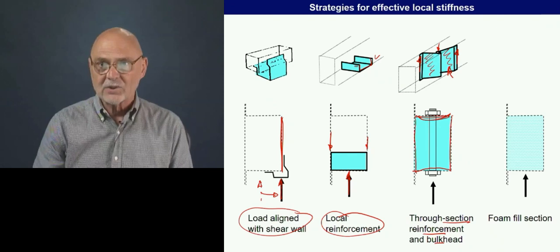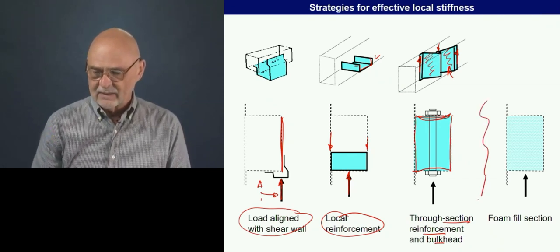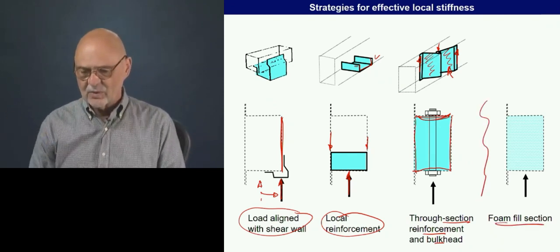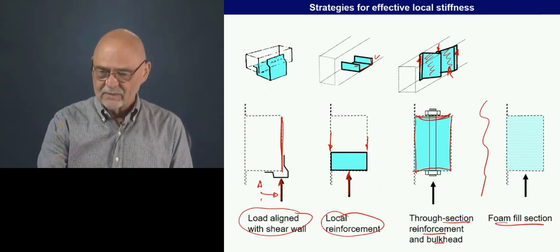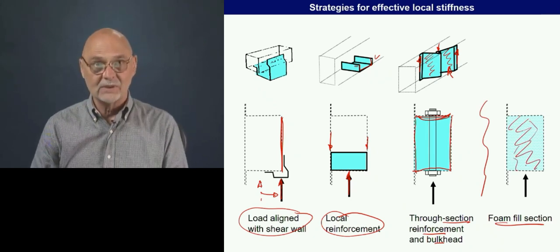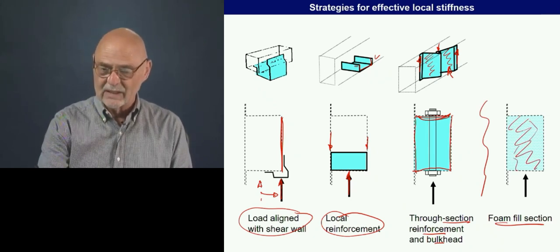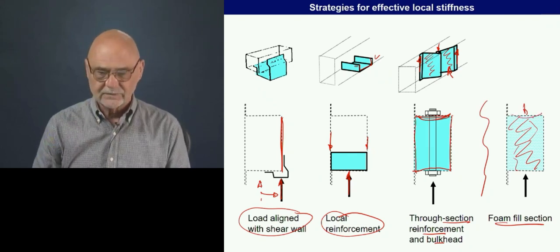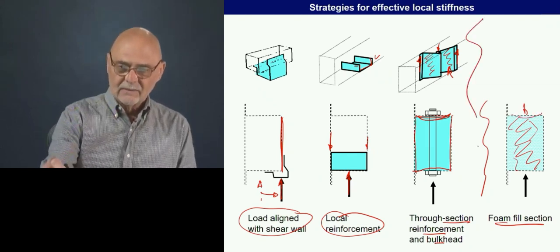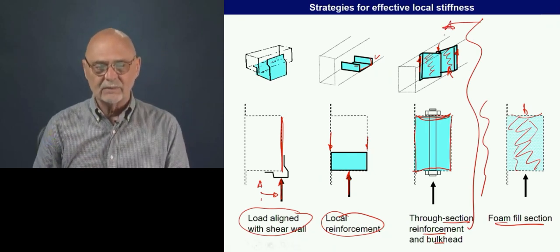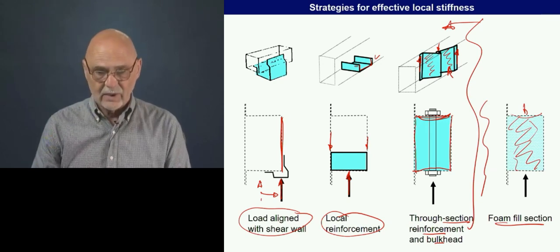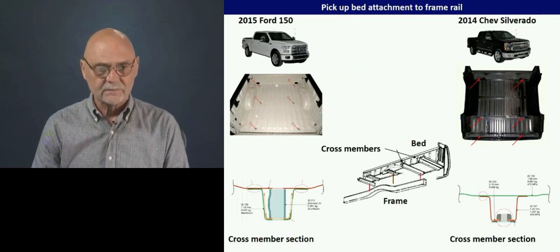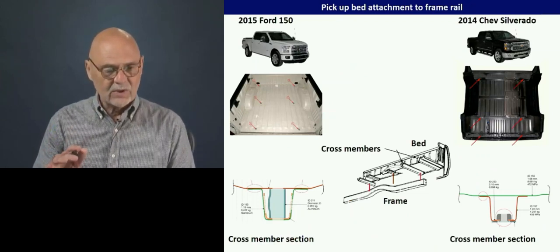And then the last way, not very desirable again, but if you're late in the design process and you can't really make any other changes, squirting some semi-rigid foam into the section will help mitigate that deformation. So these are the real strategies for having a good point of load application for a concentrated joint load. Okay, so here's a good example of that.